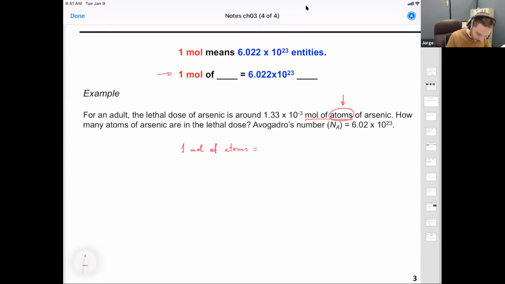And this equals 6.022 times 10 to the 23rd. And this next gap is going to be filled with the same thing that I put in the first gap, which is atoms. And this is going to be our conversion factor.